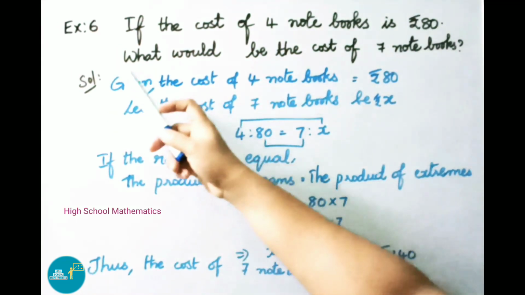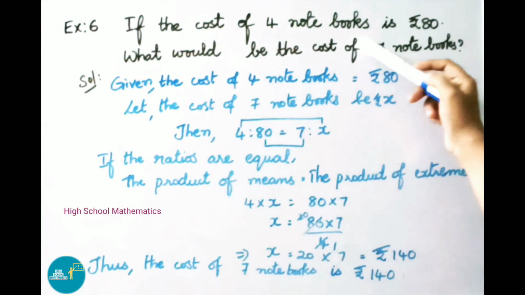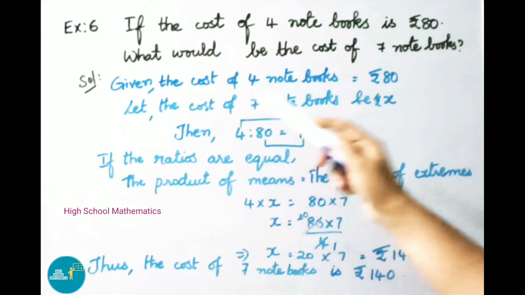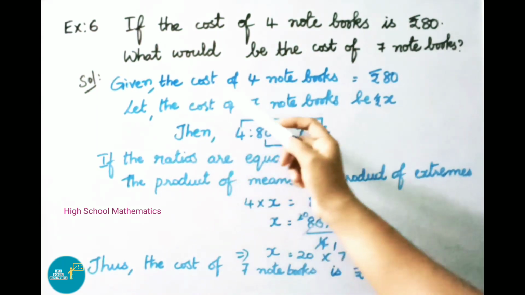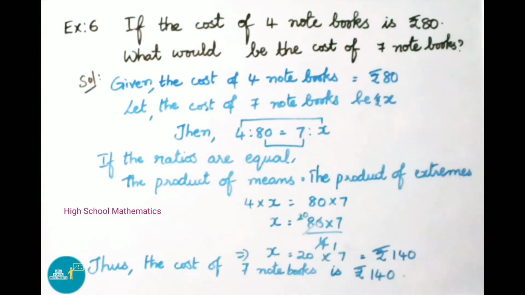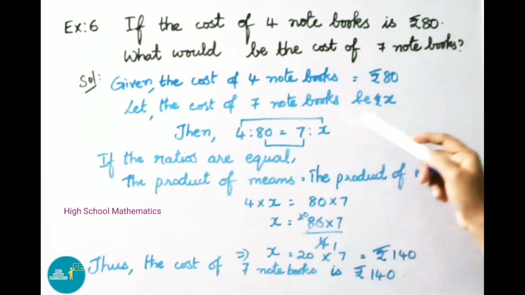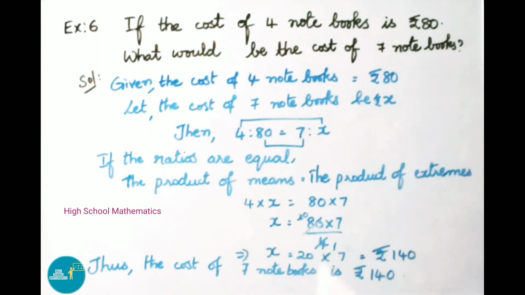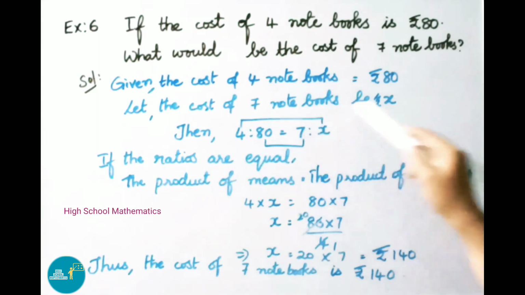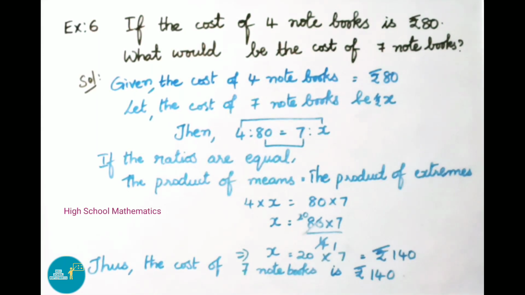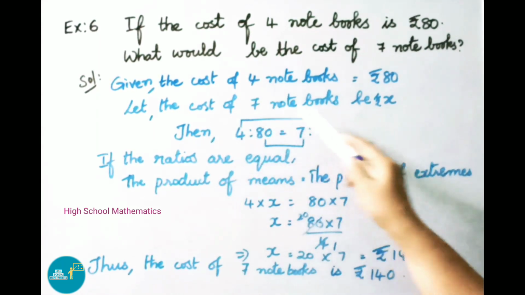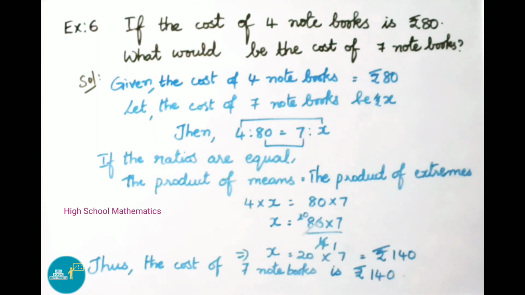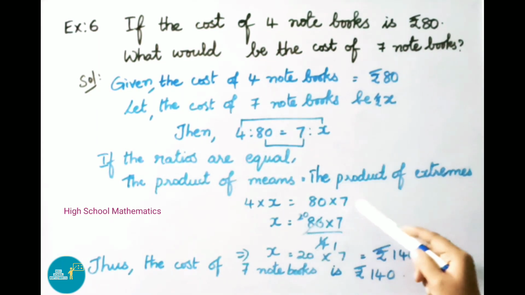See now example 6. If the cost of 4 notebooks is 80 rupees, what would be the cost of 7 notebooks? Let us see the solution. Given the cost of 4 notebooks is 80 rupees, let the cost of 7 notebooks be x rupees. Then 4 is to 80 equals 7 is to x. If the ratios are equal, we know the product of means is equal to the product of extremes. Here means is 80 into 7 and extremes is 4 into x.